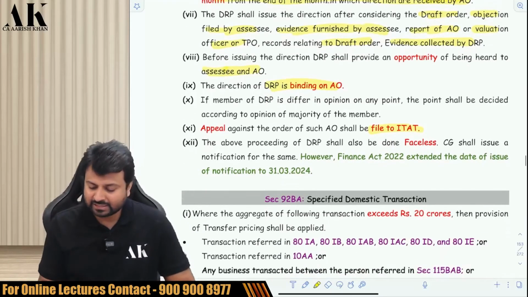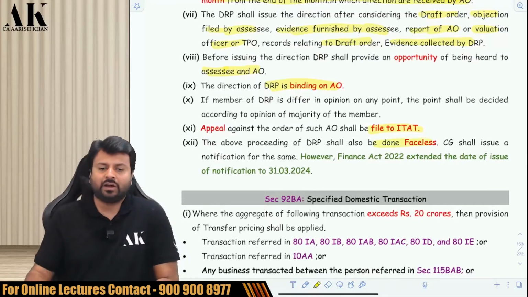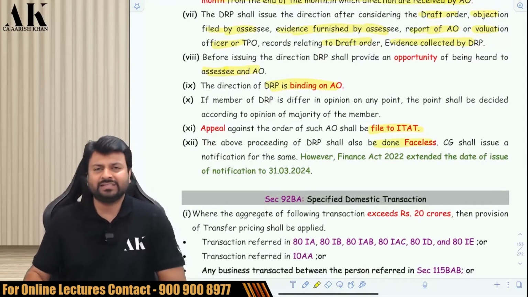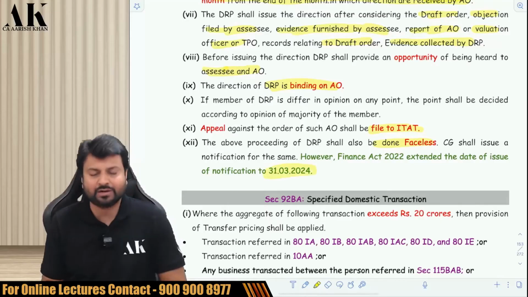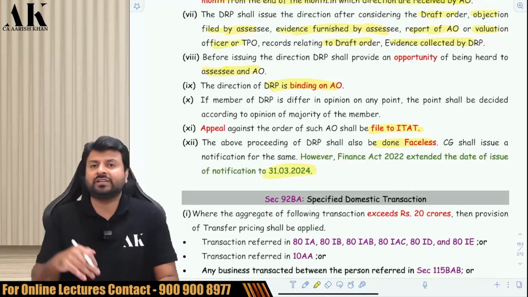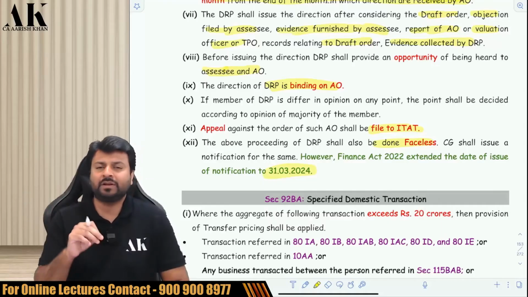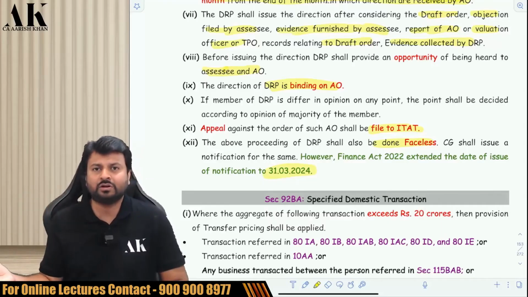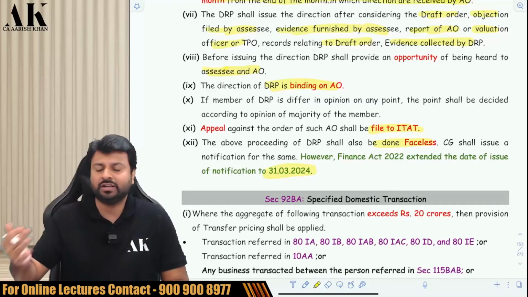Next. This entire proceeding, the government has said that now we are going to make it faceless, and the government has extended that. It was supposed to be faceless by 31st March 2022, but because of COVID the government was not able to do things on time, so the government has extended that to 31st March 2024.